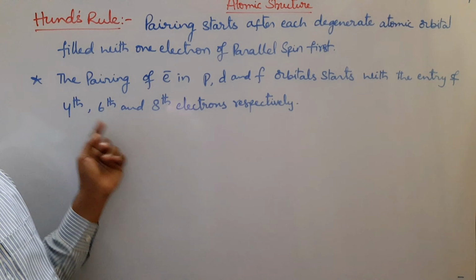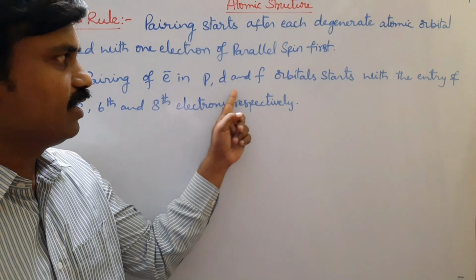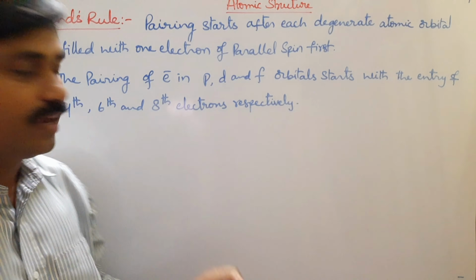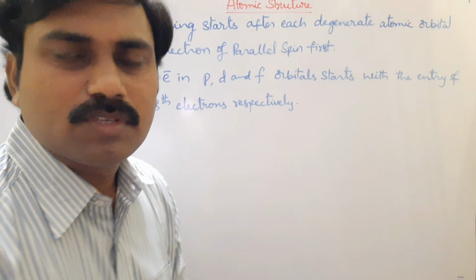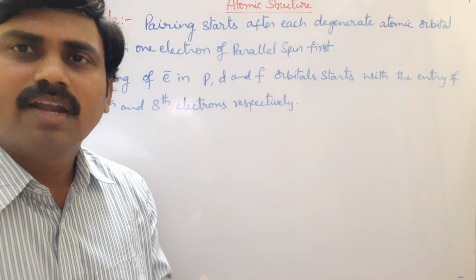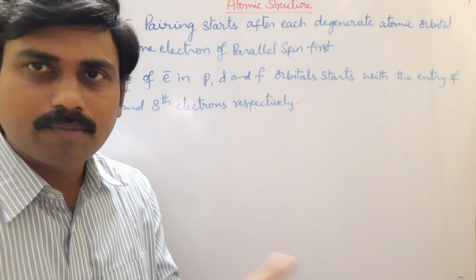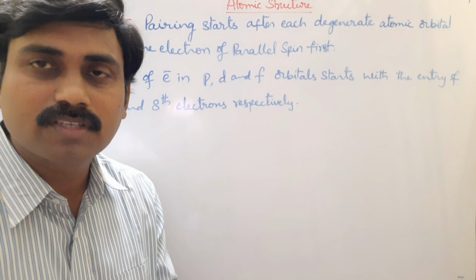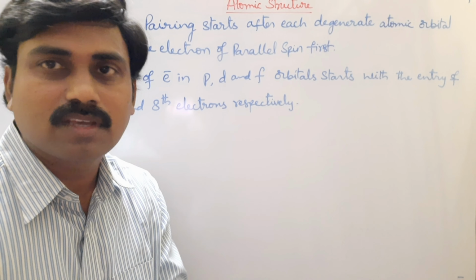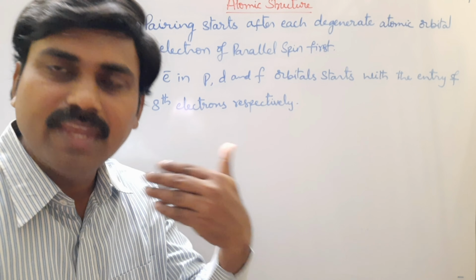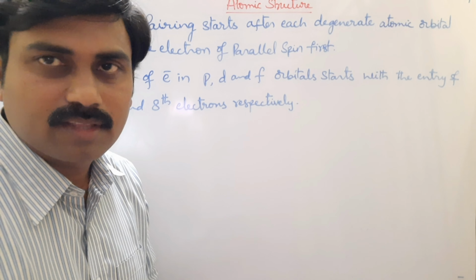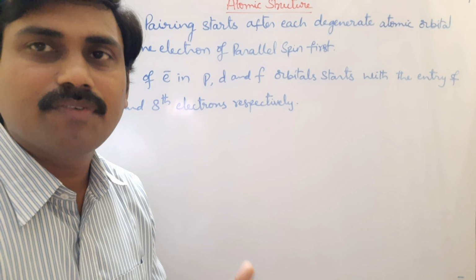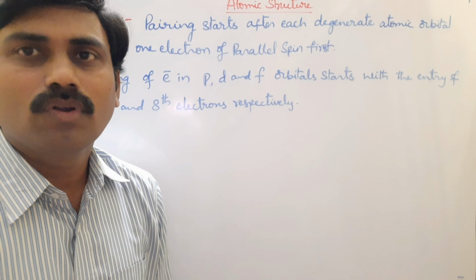So the pairing of electrons in p, d and f orbitals starts with the entry of the 4th, 6th and 8th electrons respectively. In the case of p, d and f orbitals, which are degenerate orbitals, first the orbitals are filled with one electron each and then pairing starts. In a p orbital set, maximum 6 electrons are there. In d orbitals, 10 electrons. In f orbitals, maximum 14 electrons are there.